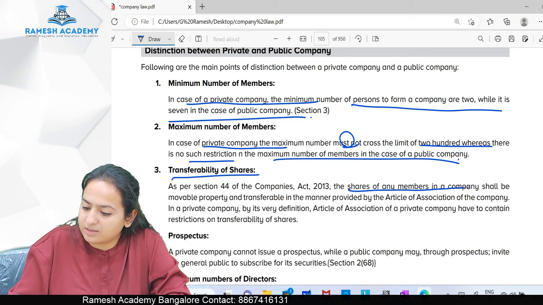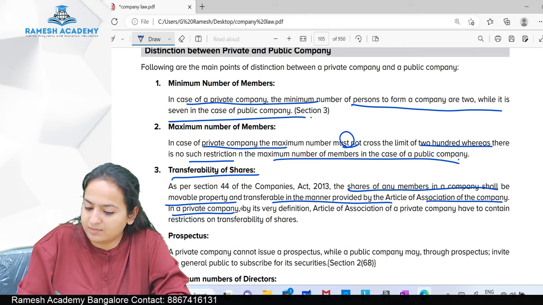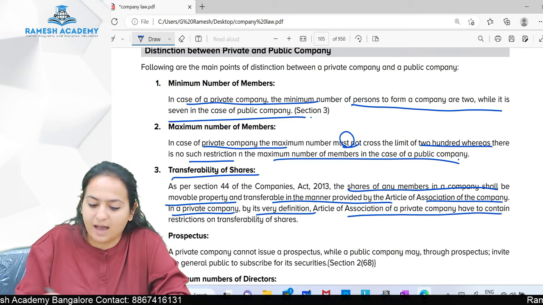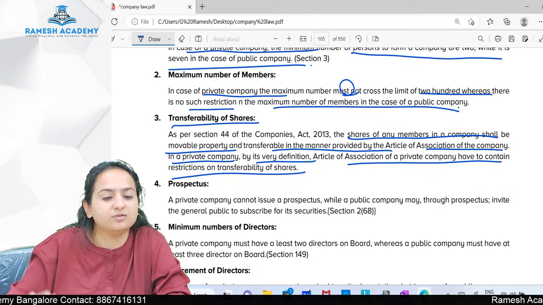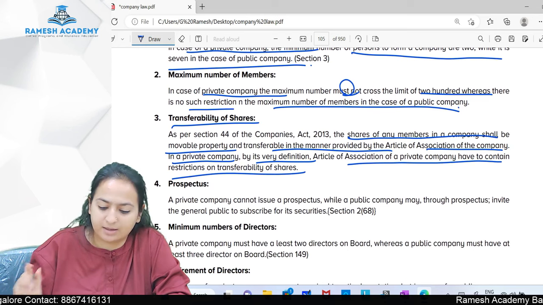Shares of any person in a company shall be movable and transferable in the manner provided by the AOA of the company. In a private company, by its definition, the AOA has to contain a restriction on transferability of shares. So it is restricted in a private company and not in a public company.